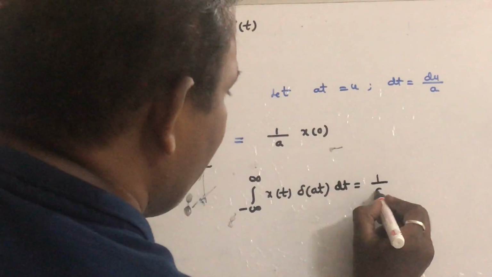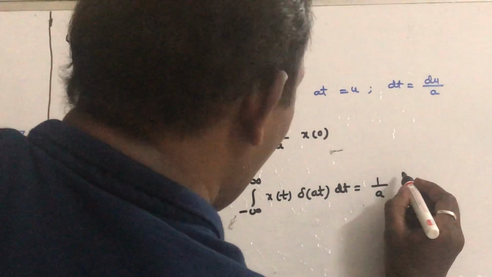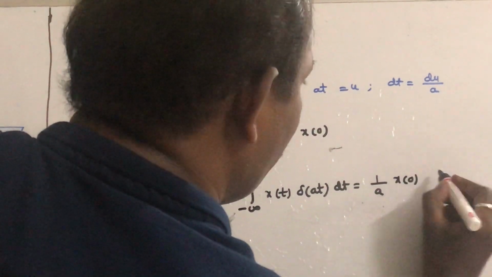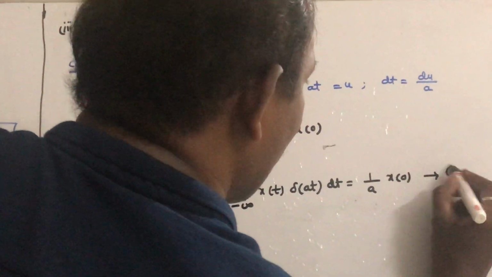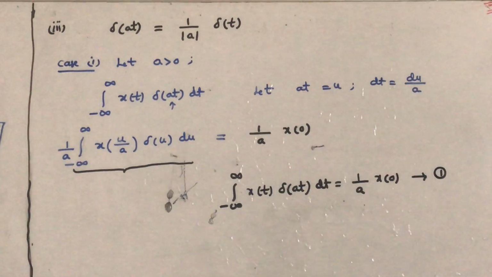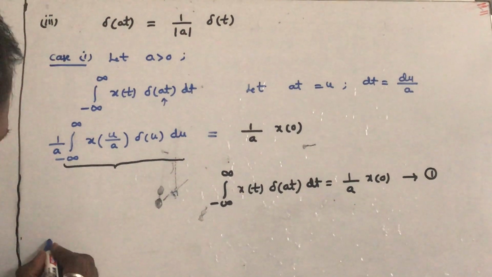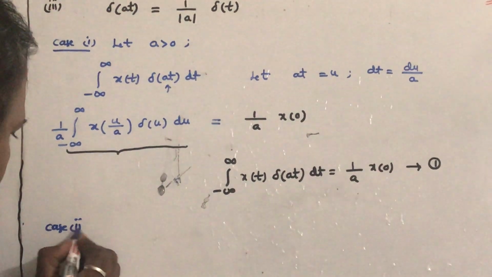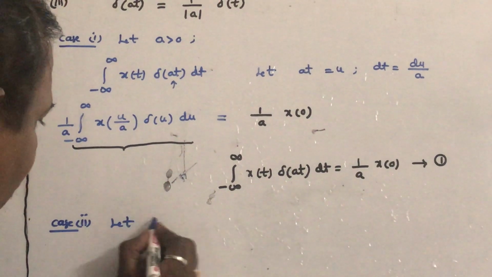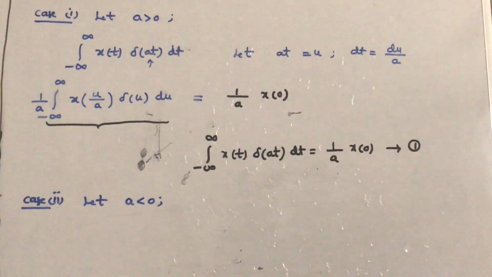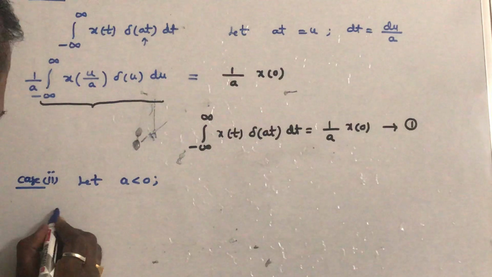Simply bring a outside and x of 0. Say equation 1. Now similarly take case 2. Case 2, let a less than 0. a may be a negative number. Take the same integral in the same manner.